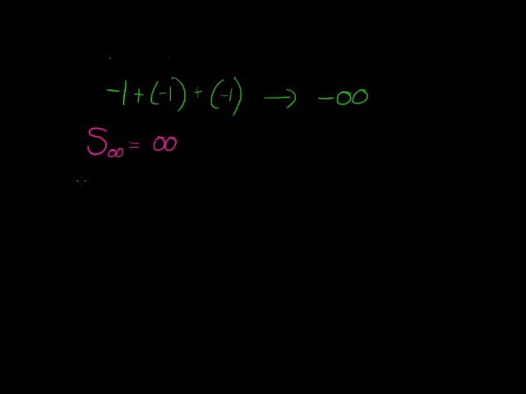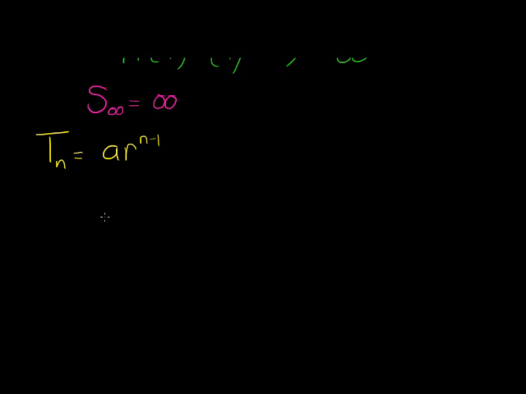Okay, let's look at the geometric series. In the geometric sequence, we have a r to the power n minus 1. Now we have two options here. We can either have that r is bigger than 1, which means that every consecutive term is larger than the previous term, or r can be less than negative 1.